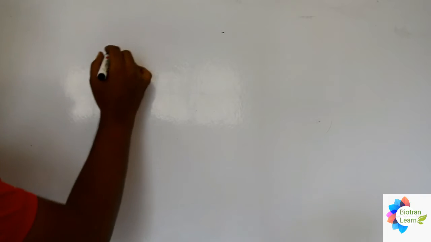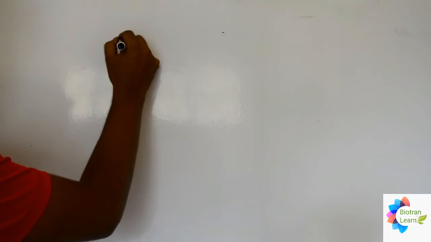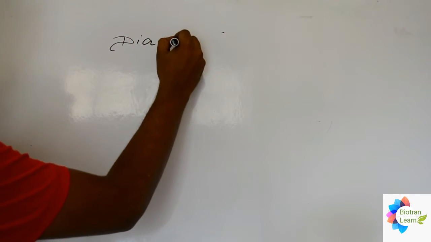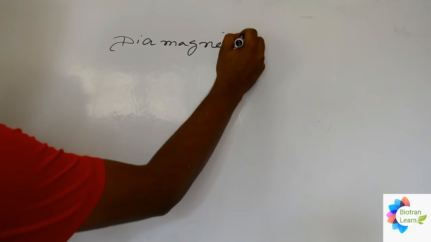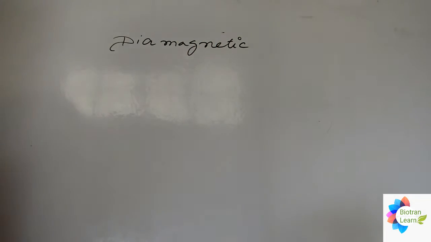Now suppose we are considering a particular structure, a particular metal, which consists of free electrons, which have a lone pair of electrons. In this case, there are certain types of properties, like the diamagnetic property. What is the diamagnetic property? Suppose we have a lone pair.